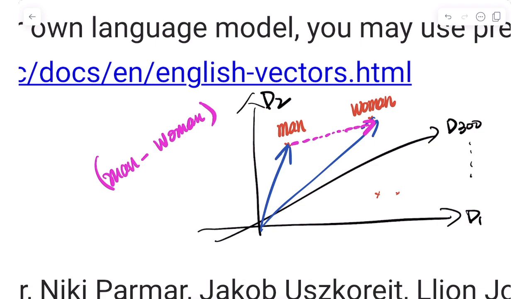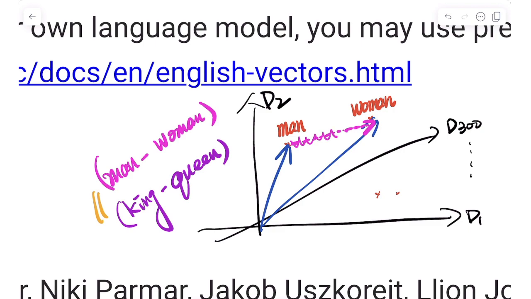Okay, so they want to examine the thing. So they think about another pair, king and queen. If these two vectors are indeed very similar, then that means that the pink one indeed represents a concept called gender or sex. Okay, but it is not necessarily always true, but some people believe so.